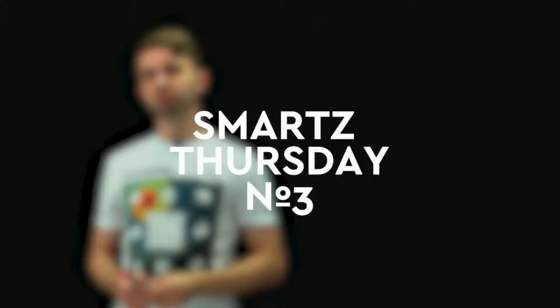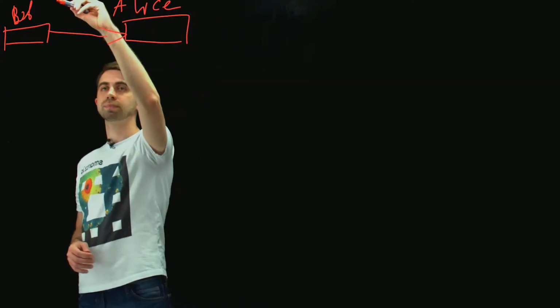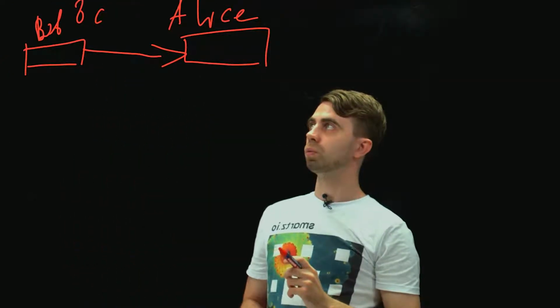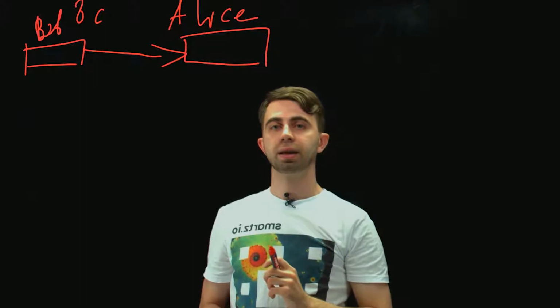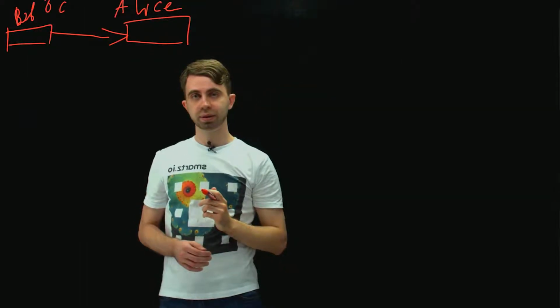But first, let's rehearse a bit what blockchain is. Blockchain allows us to send so-called cryptocurrency without trusting any third parties. Let's say Bob can send 8 credits to Alice, and let's consider an example.